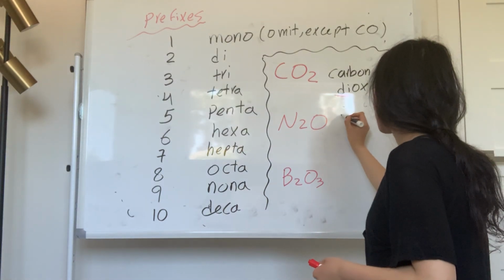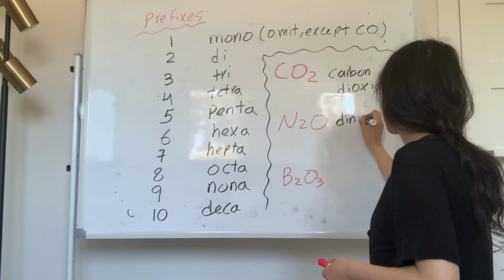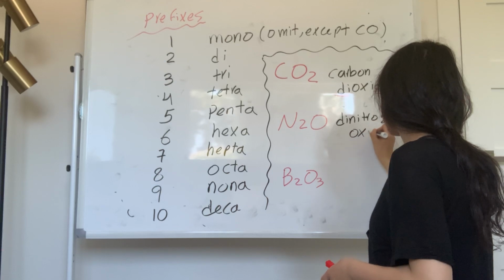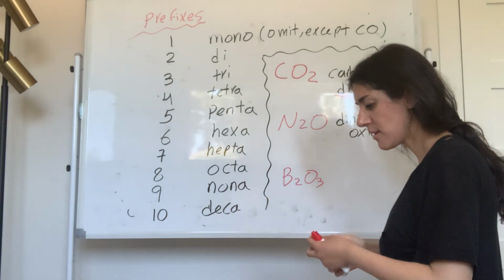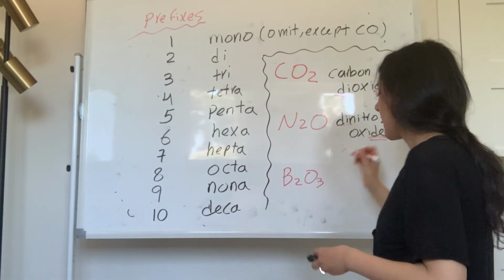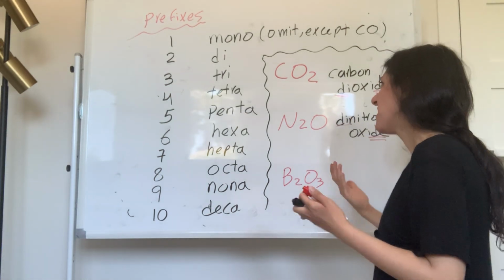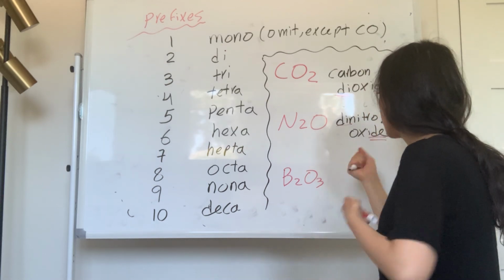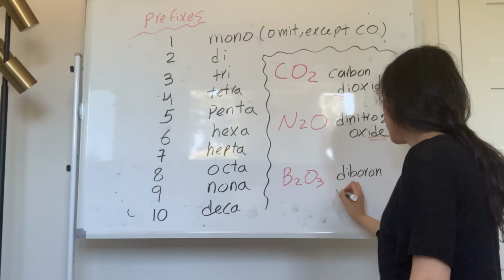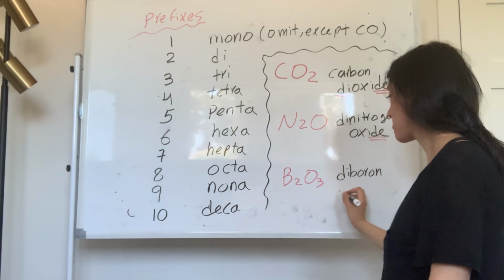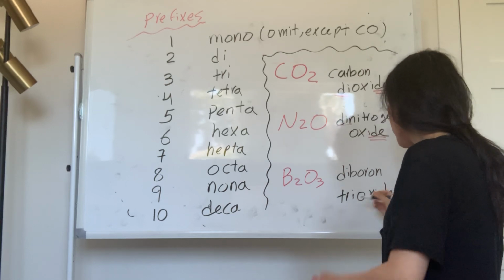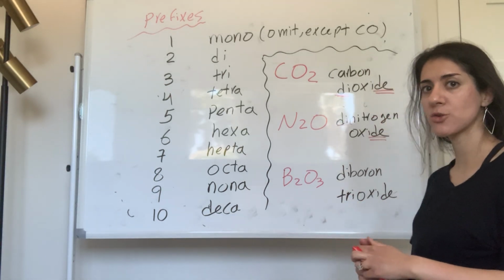I have 2 nitrogen, so dinitrogen oxide. Dinitrogen oxide. Again, I use 2 and I end up with oxide. And you can omit mono. How about this one? Diboron. How many oxygen I have? 3, trioxide. So when you see 2 nonmetals together, you go, that's a covalent compound.